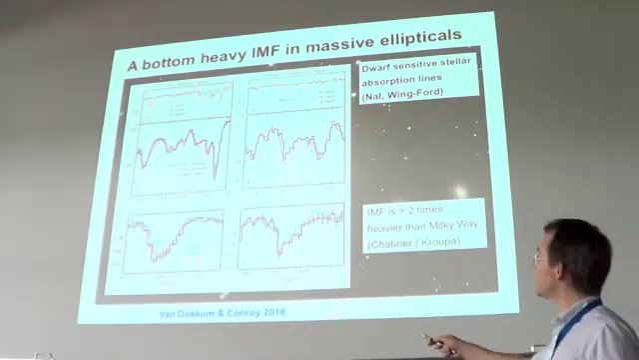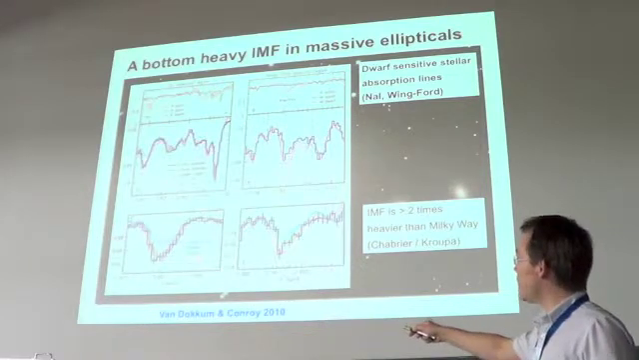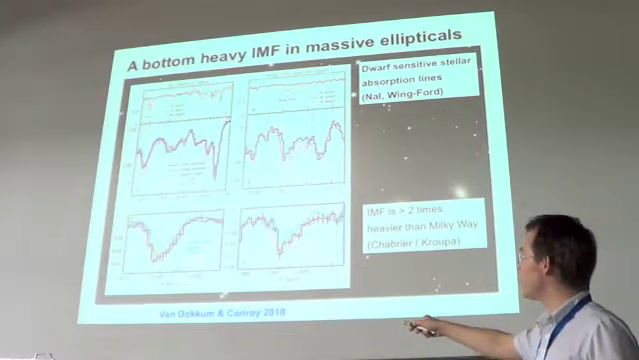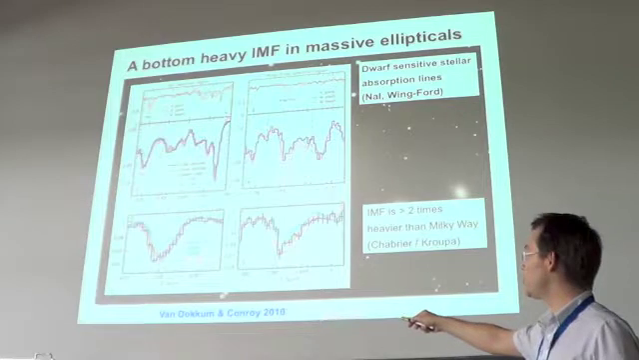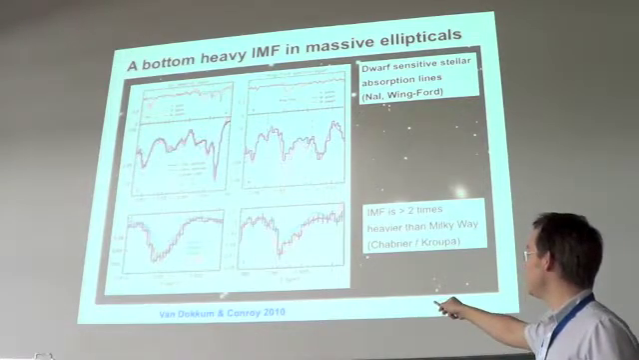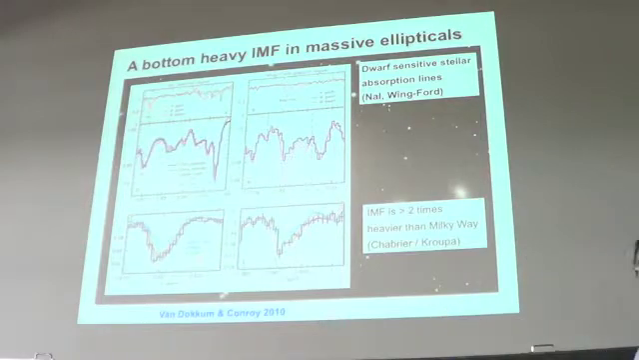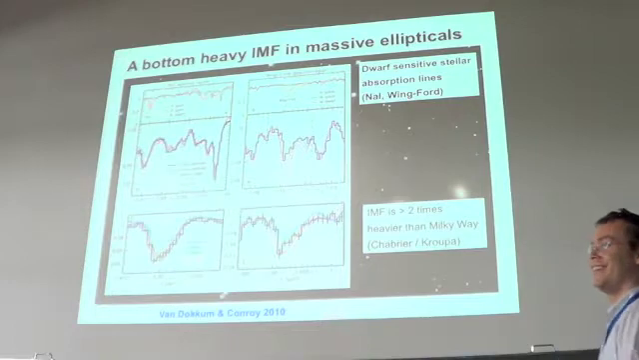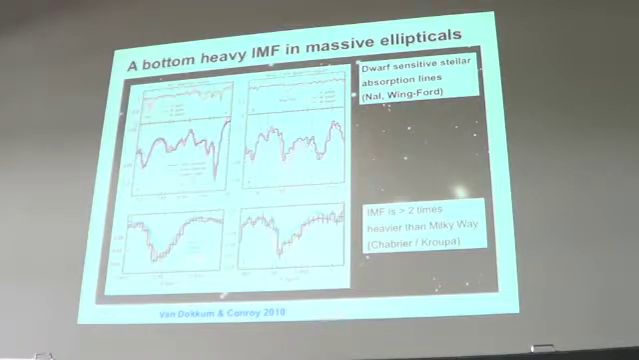And so they did this, and they're comparing, these are the predictions for different models, from a bottom light Kroupa, Salpeter is in green, and then they found evidence that you need to have quite a bottom heavy IMF. Okay, so if you believe this result, then it's saying that the higher masses that lensing studies find are because there's more low mass stars.